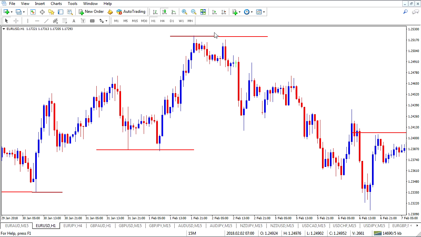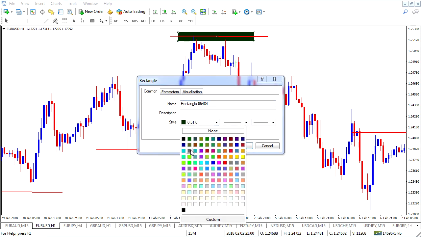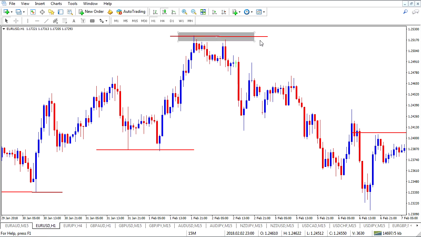So we do get what I would consider to be a double top, even though this second swing is a little bit lower than the first. I want to give it kind of a window, and I can do that by drawing a window this way. Now I'm going to color this a little bit different. I'm going to go kind of gray so we can see it better.